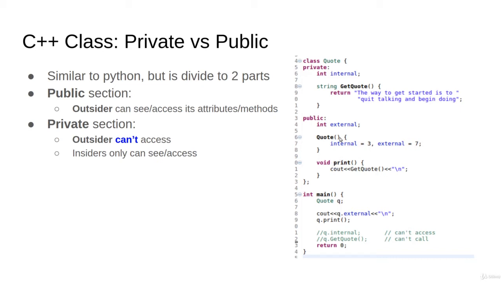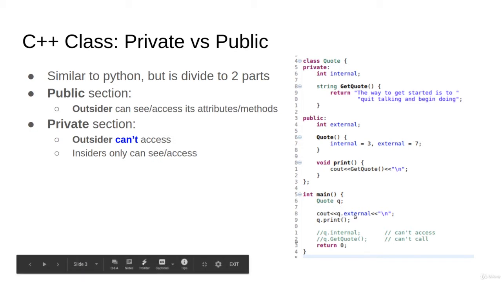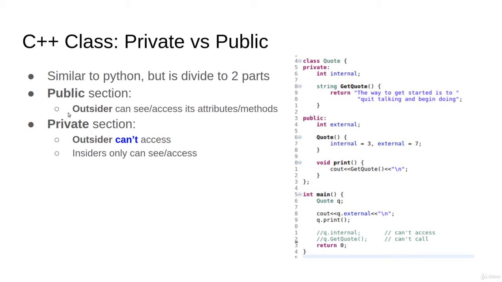The philosophy is this class has private data, private attributes and methods that shouldn't be accessed from outside, and there are public data that can be accessed from outside. So this is hidden from outside. If you try to create an object Q and want to access Q.external, that's okay. Q.print, that's okay. If you try to access Q.internal or Q.getCode, you will get an error. So these programming languages emphasize a lot the idea of private attributes and methods, and public attributes and methods. Then the outsider can access the public, but they cannot access the private.